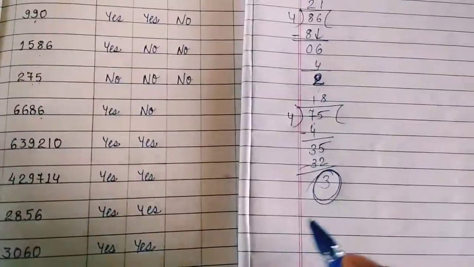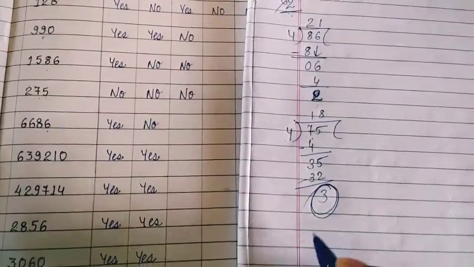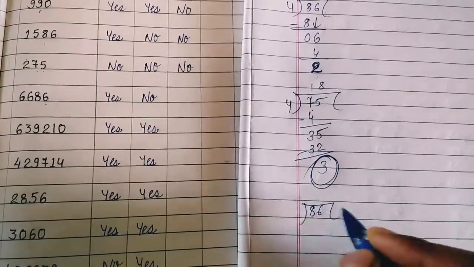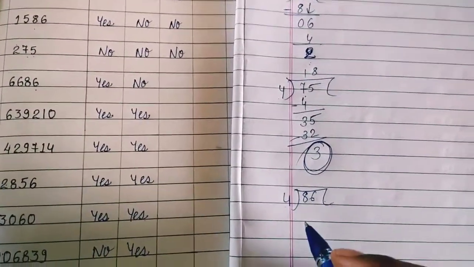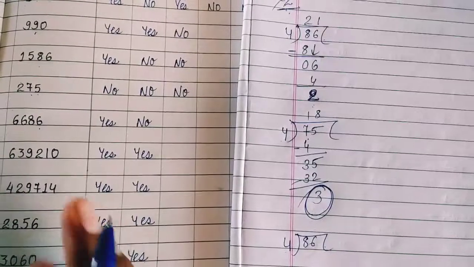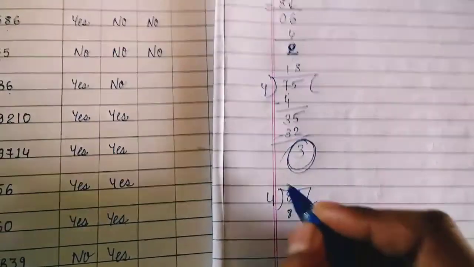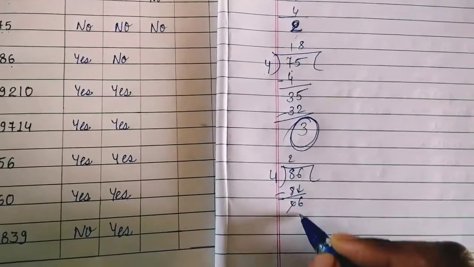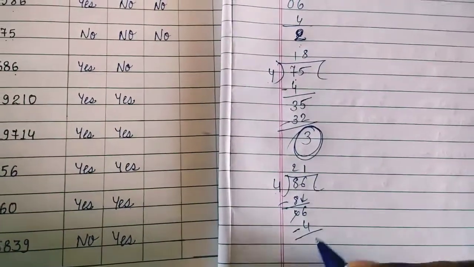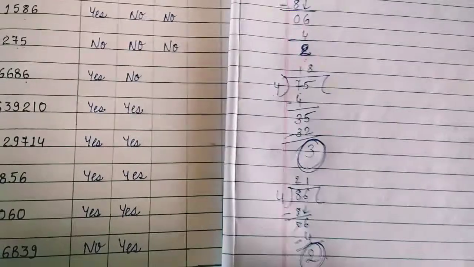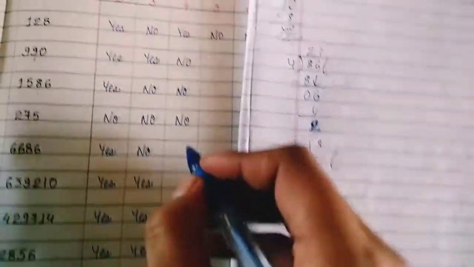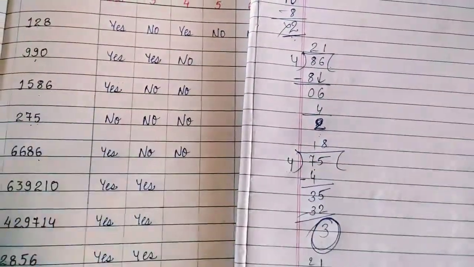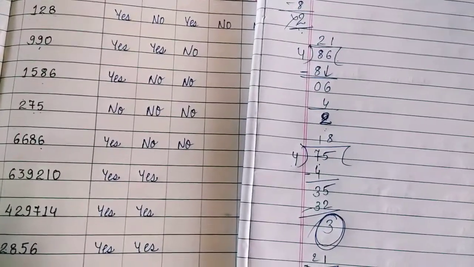Then we have 86 in the 6686. So we will check for the 86. If 86 is divisible by 4, we can say yes. So 4 2s are 8. 6 comes downside. 4 1s are 4. Still we have 2 remaining. It means that number is not divisible by 4.